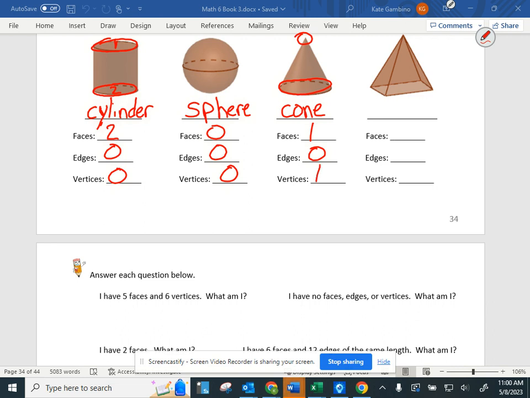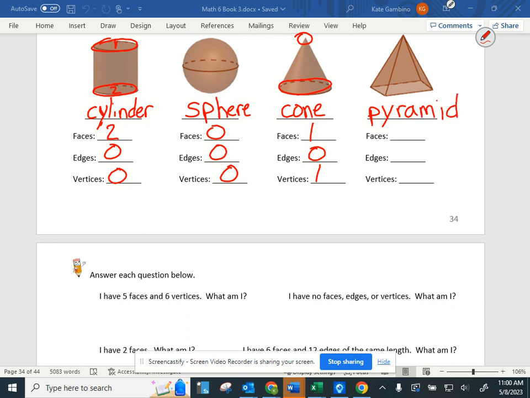What? You moved on. We're not there yet. Patience, friend. Patience. Okay, one last shape. What is our last shape called, JT? Pyramid.